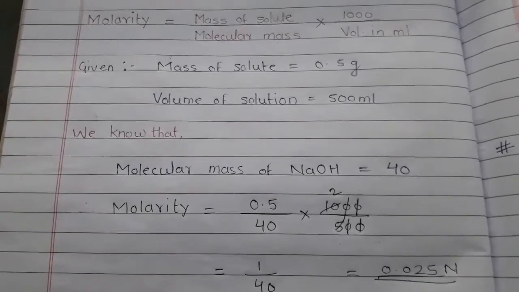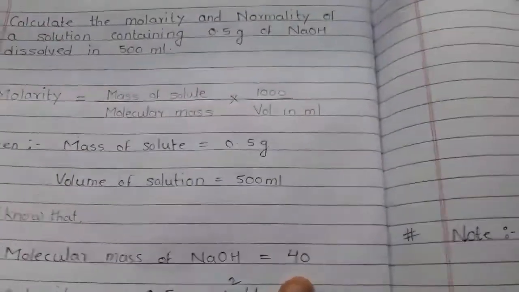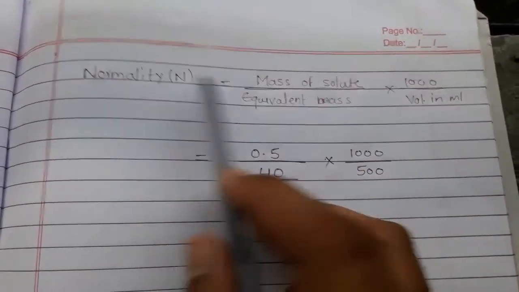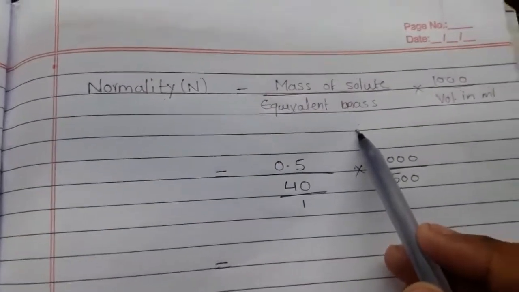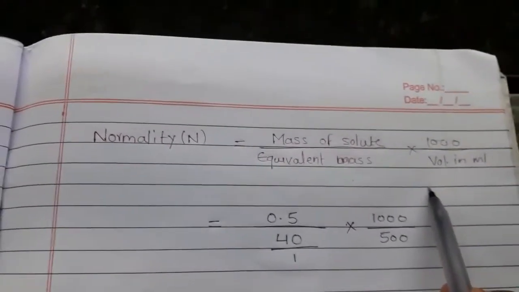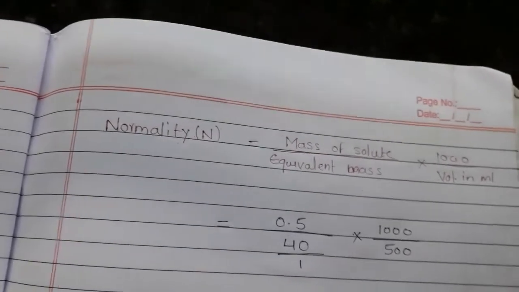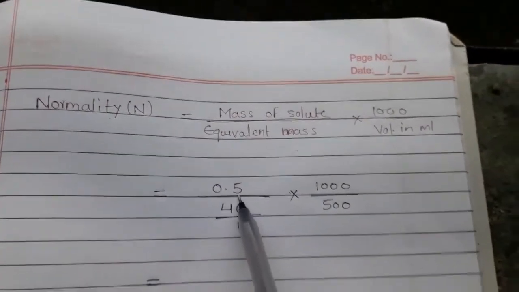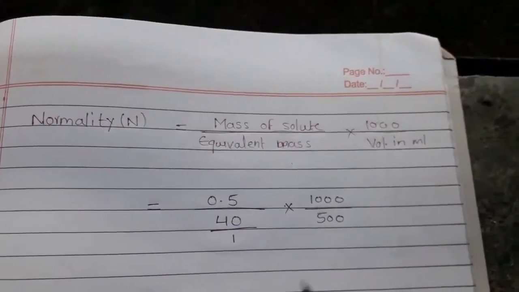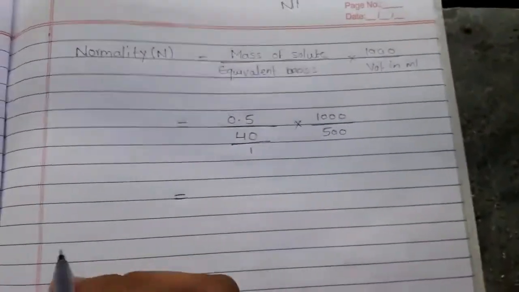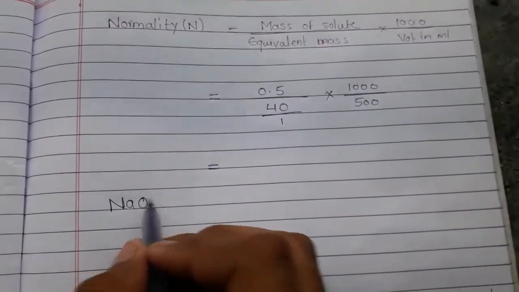Now we will try to find out the normality also. For finding the normality, we again have a formula: normality is mass of solute divided by equivalent mass, into 1000 by volume in ml. In case of normality, we take equivalent mass instead of molecular mass. So here we have mass of solute as 0.5 gram divided by the equivalent mass. How do we find the equivalent mass? In our case it's NaOH.